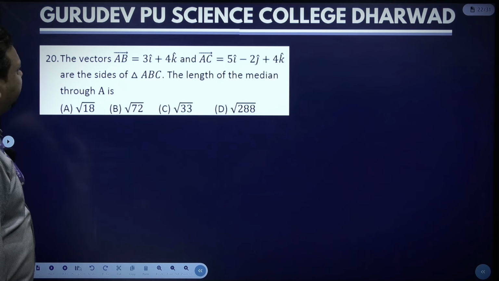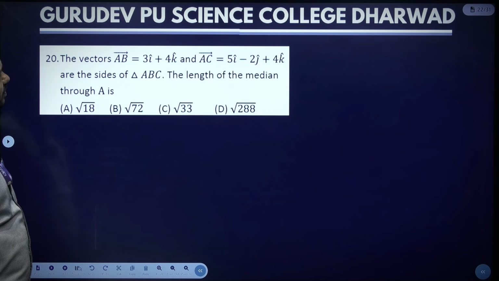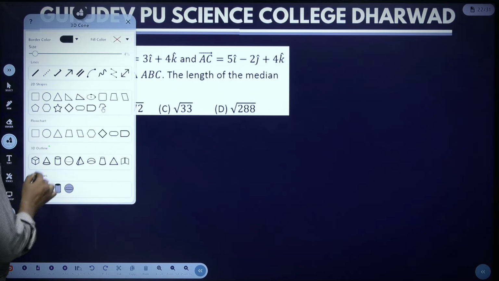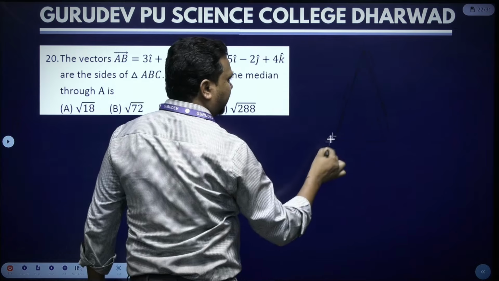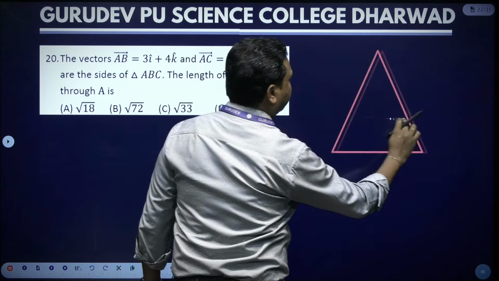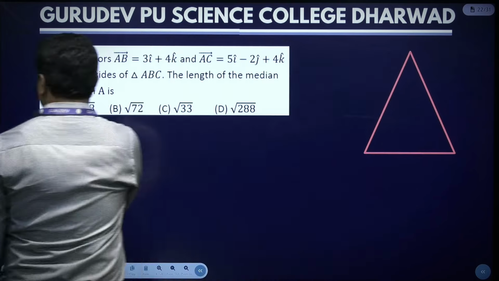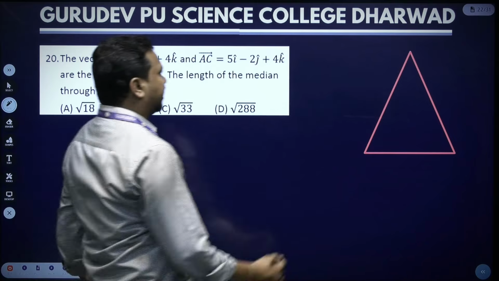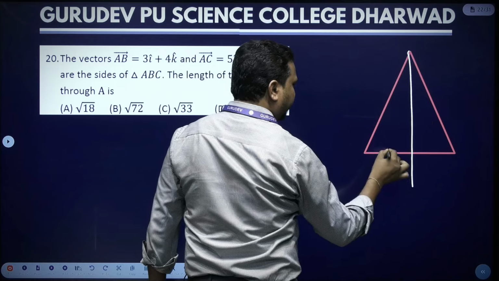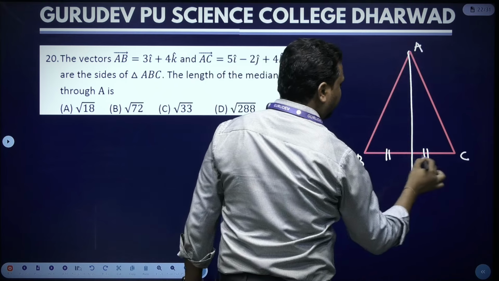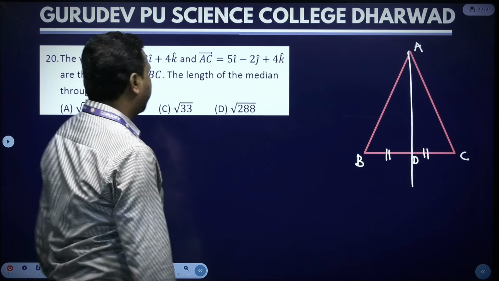The vectors AB, 3i plus 4k, and vector AC, 5i minus 2j plus 4k, are the sides of a triangle ABC. Then the length of the median through A is asked. So let us understand, we have a triangle, and the question is to find the length of the median. Median means what? It will divide the opposite side in two equal parts. Let me consider ABC to be a triangle and D is the midpoint. The question is to find the length of the median.